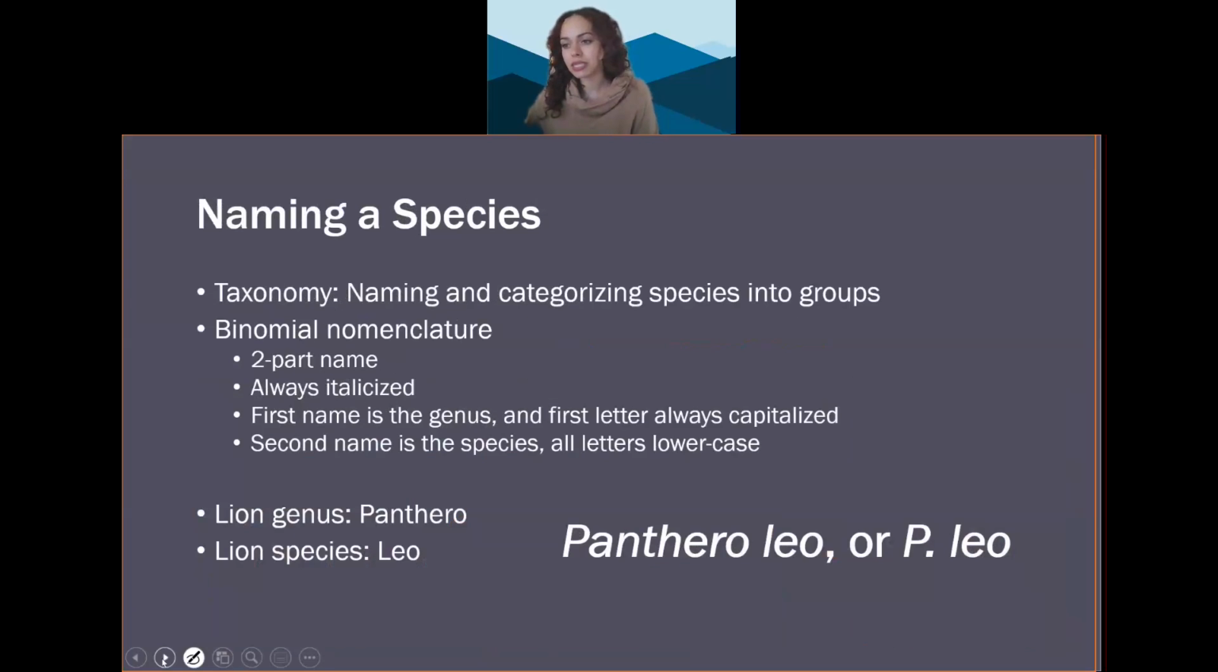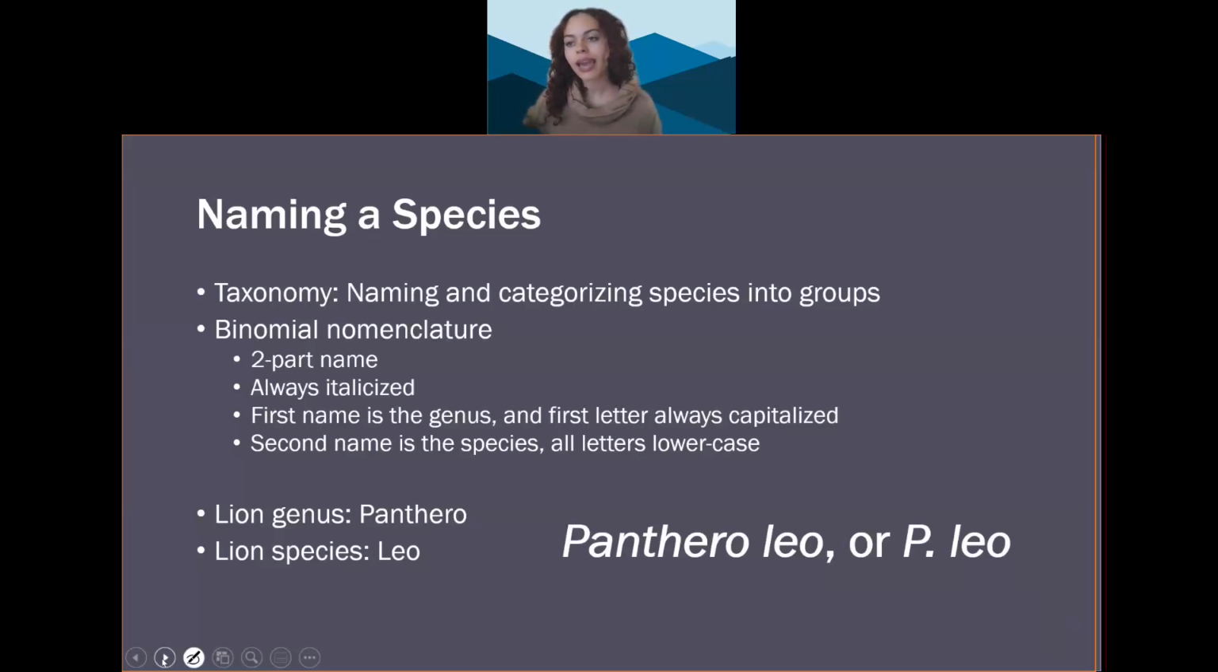Now, to name a species, we refer to the field of taxonomy, which is the science of naming and categorizing species into groups. You and your friends probably use common names for animals like lion, tiger, bear, human, or pine tree. The scientific name uses binomial nomenclature, which just means that it's a two-part name, and scientific names are always italicized. The first part of the name is the genus that the organism belongs to, and the first letter is always capitalized. The second part is the species that the organism belongs to, and this part is always lowercase.